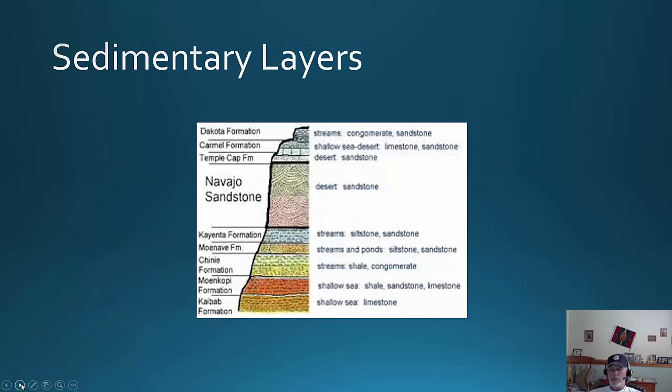Sedimentary rock layers. This is actually a cross-section, a part of the Grand Canyon. And as you can see here, shallow sea, streams and ponds, streams. This one was actually desert, so it's all sandstone. But you can see shallow sea, streams. And again, the vast majority of sedimentary layers were deposited by shallow seas or some type of water environment. Hint, hint.